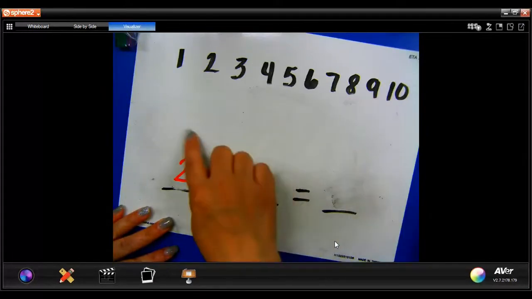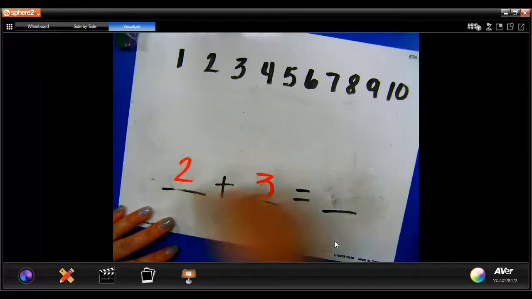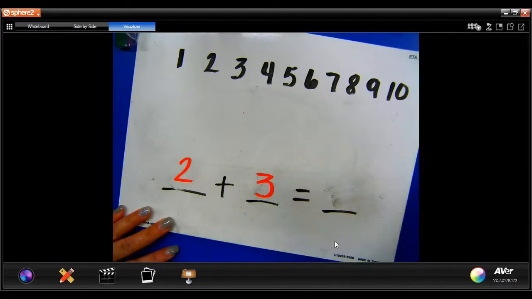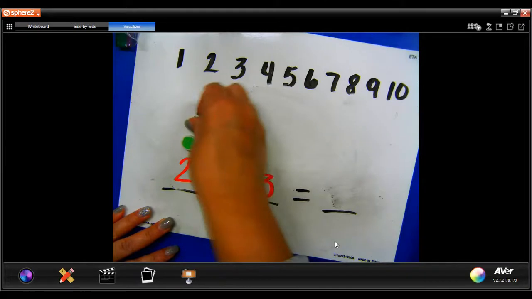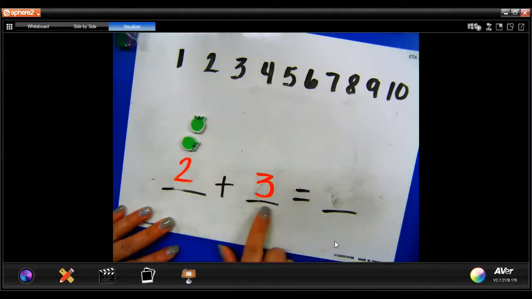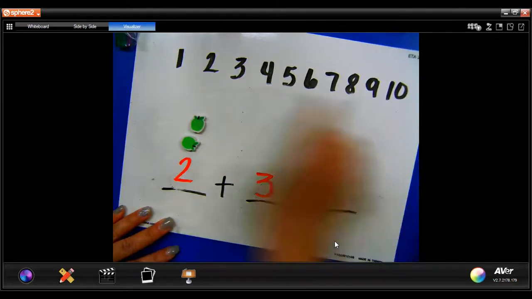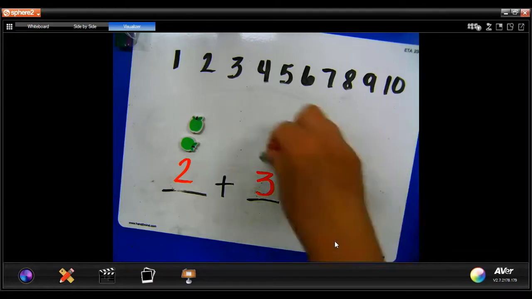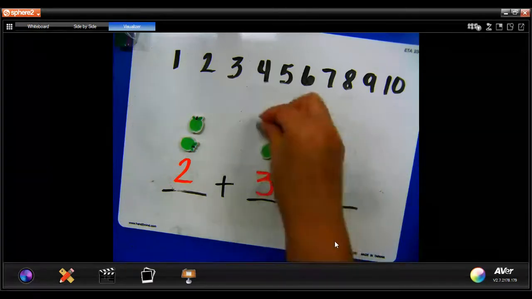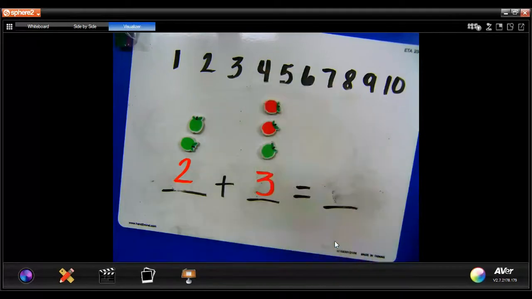So how many apples am I going to put right there? What number is that? That's number 2. So we're going to say 1 and 2, right? What number is this? Remember, if you have that line and you don't know, you can always count over here to see what it is. Okay? So here it's 3. So we're going to put 1, 2, and 3.